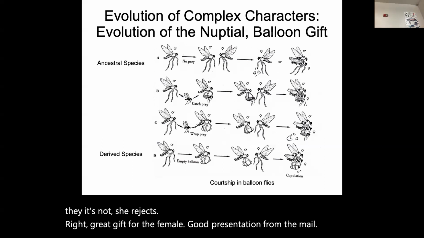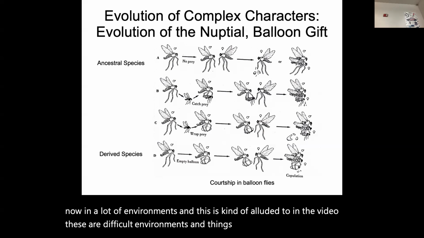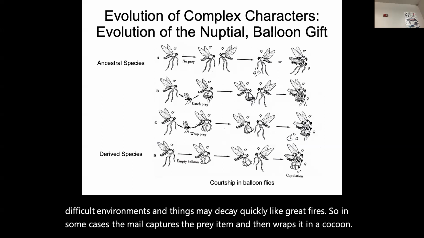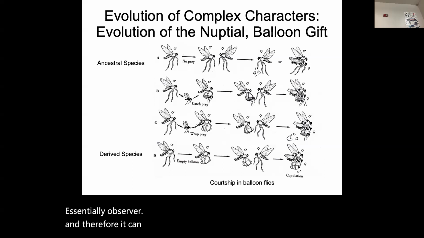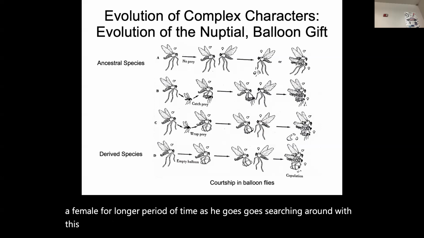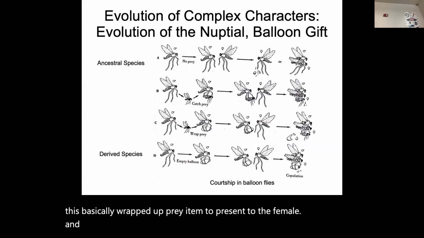That makes sense, right? Good gift for the female, good presentation from the male. Now, in a lot of environments, and this is kind of alluded to in the video, these are difficult environments and things may decay quickly, like in a rainforest. So in some cases, the male captures a prey item and then wraps it in a cocoon, essentially a preservative, and therefore can keep that prey in a state which would be acceptable to a female for a longer period of time as he goes searching around with this wrapped-up prey item to present to the female. The female evaluates the balloon with the prey item inside to decide whether to mate or not.